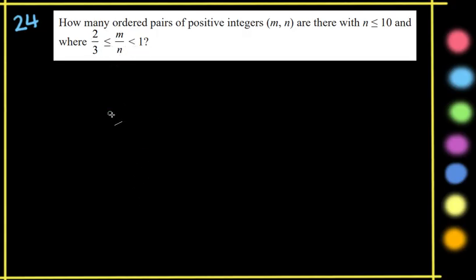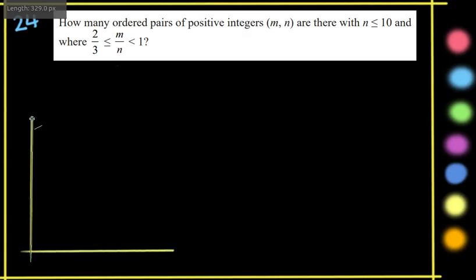One way to do this is to kind of plot things out. You could put an m-axis and an n-axis, and then you could think about, okay, if m over n is less than 1, you're going to have a slope 1 line that you're going to have to be below or above, depending on which one is m and which one is n, and then you're going to have a slope 2/3 line, maybe like this, right? And then you're going to have to be between them.